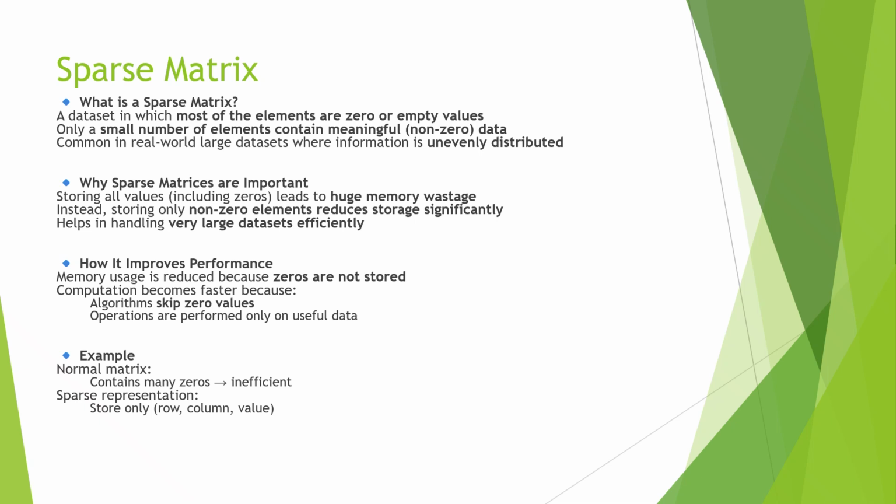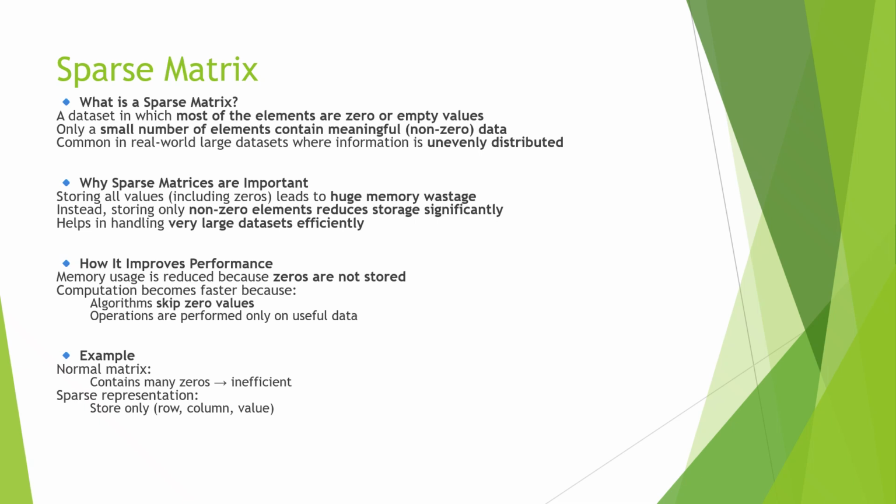Sparse matrix. A sparse matrix refers to a data set in which most of the elements are zero or empty and only a small portion contains meaningful non-zero values. This type of data is very common in real-world scenarios, especially in large data sets where information is unevenly distributed, such as recommendation systems or text data representations.